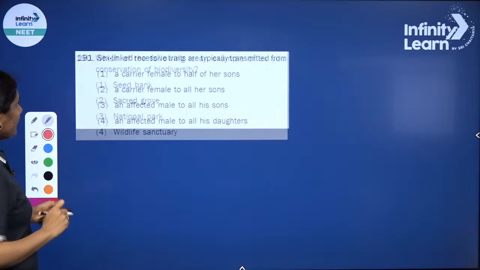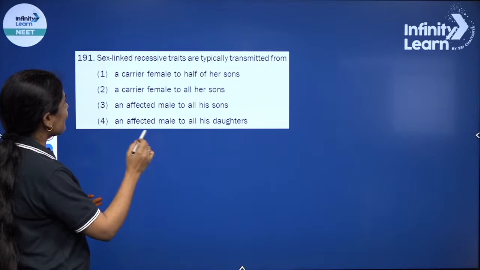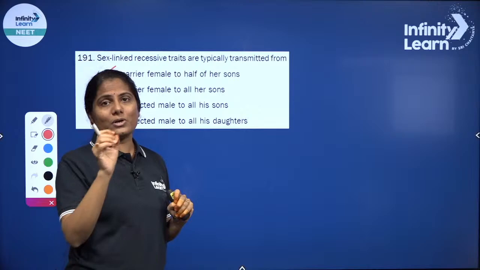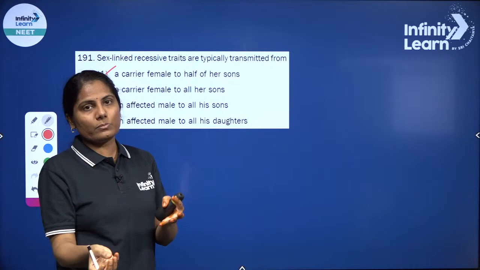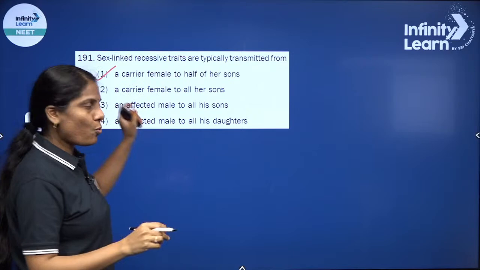And then sex-linked recessive traits are typically transmitted from, again, a very nice question phrased in a very nice manner for you, a carrier female to half her sons. Carrier female would have this allele on one of the X chromosomes. Half of the sons inherit that X, the other a normal one. Obviously, half her sons will be affected. An X chromosome to a male child has to be from the mother, right? So, one is our answer.